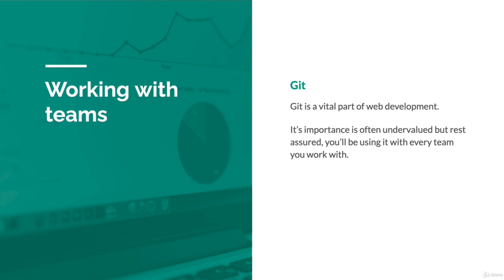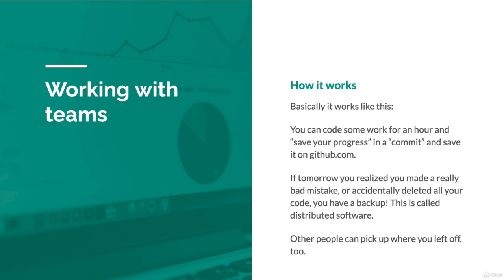And just to reiterate, the reason why it's so important is because you could write some code, and then I could write some code, and we could share it, we could merge it together, we can make one code base out of two different pieces of code on two different computers. So how it works is actually pretty simple. You can, let's say, code for like an hour, and you can save your progress in this thing called a commit, and then you can save it on github.com.